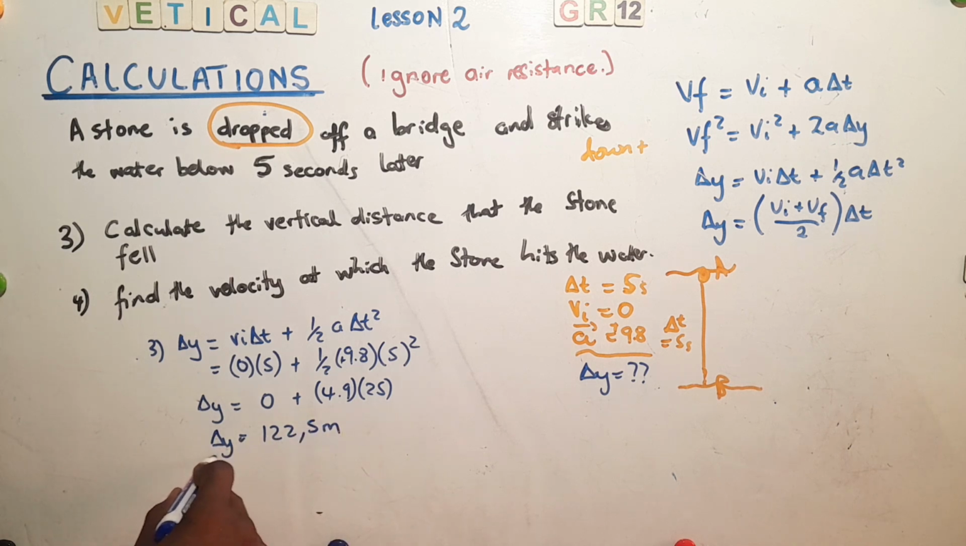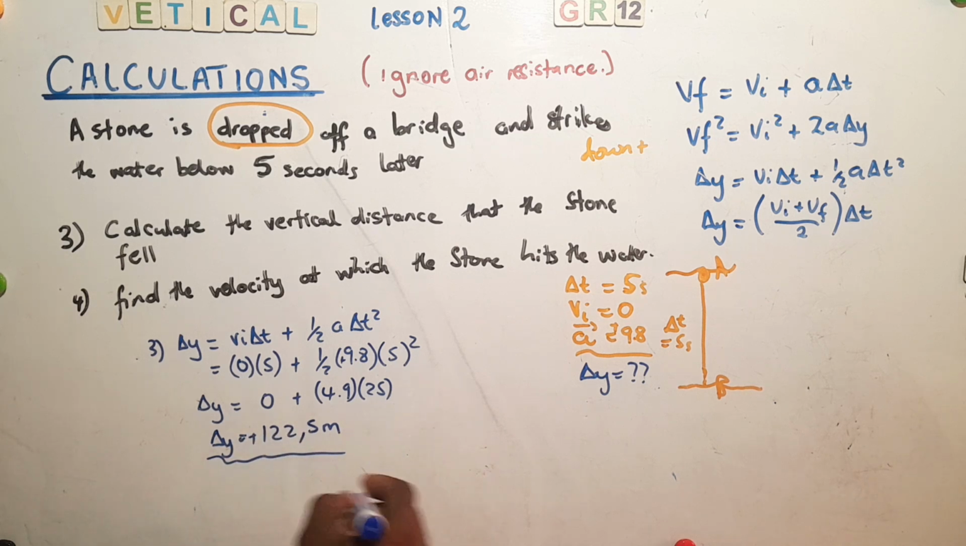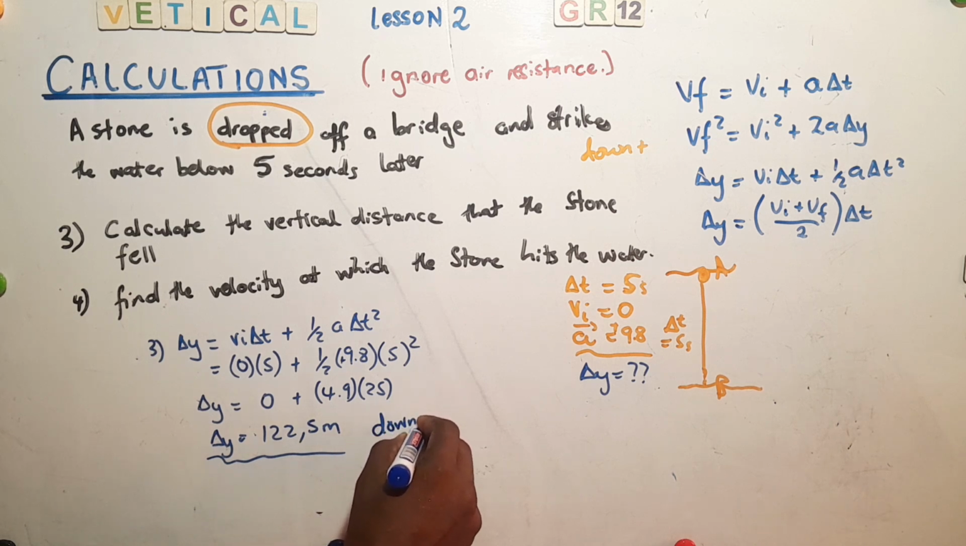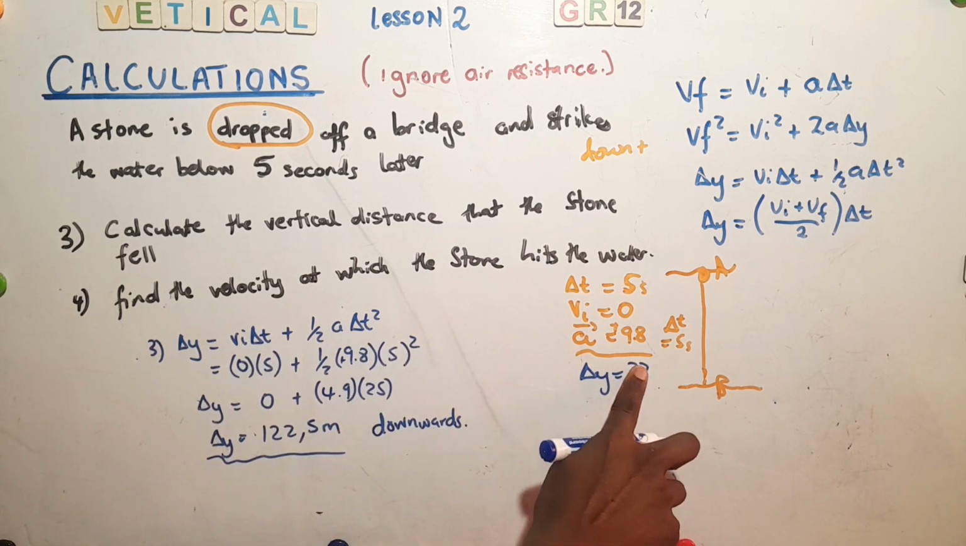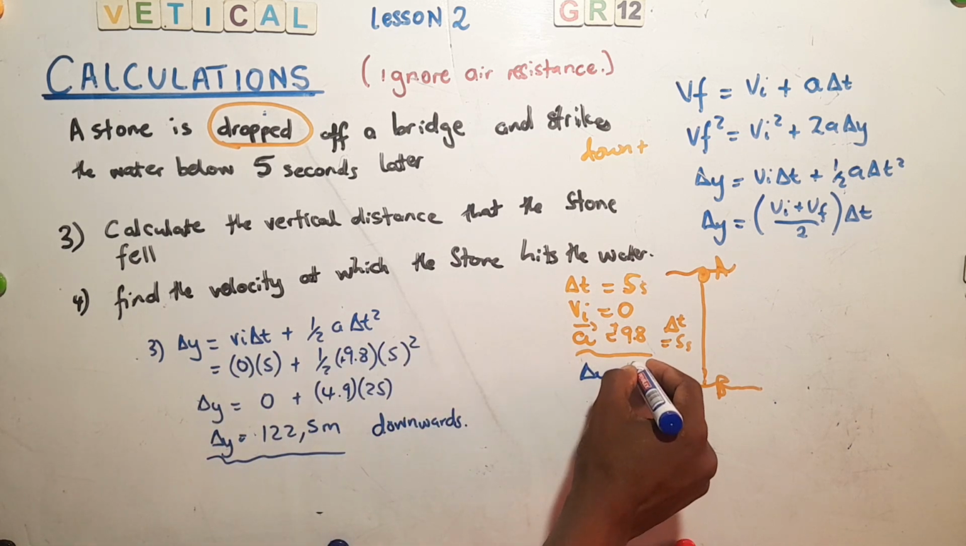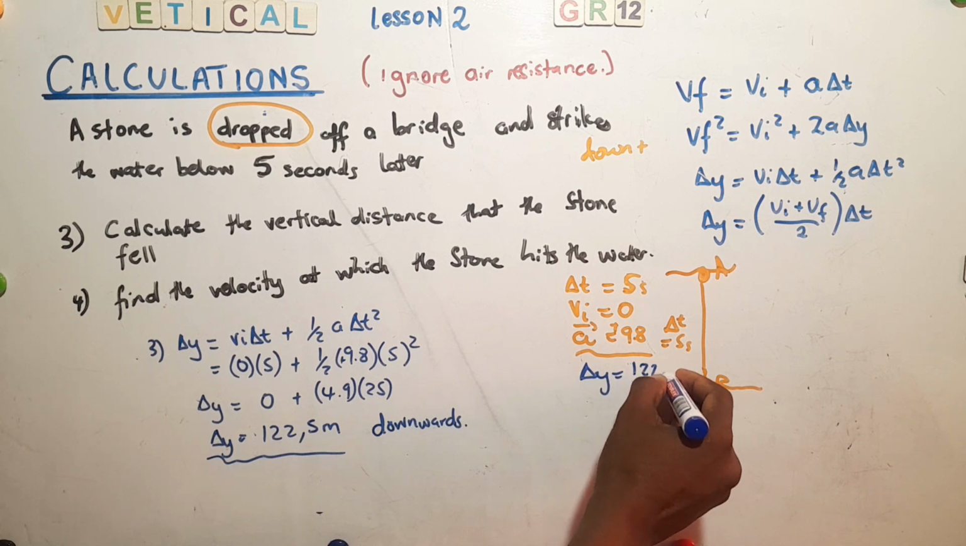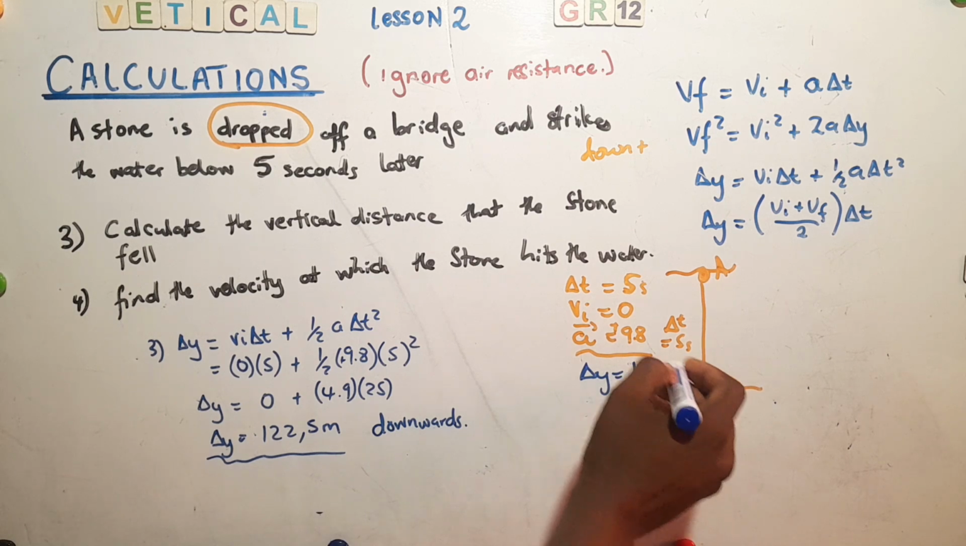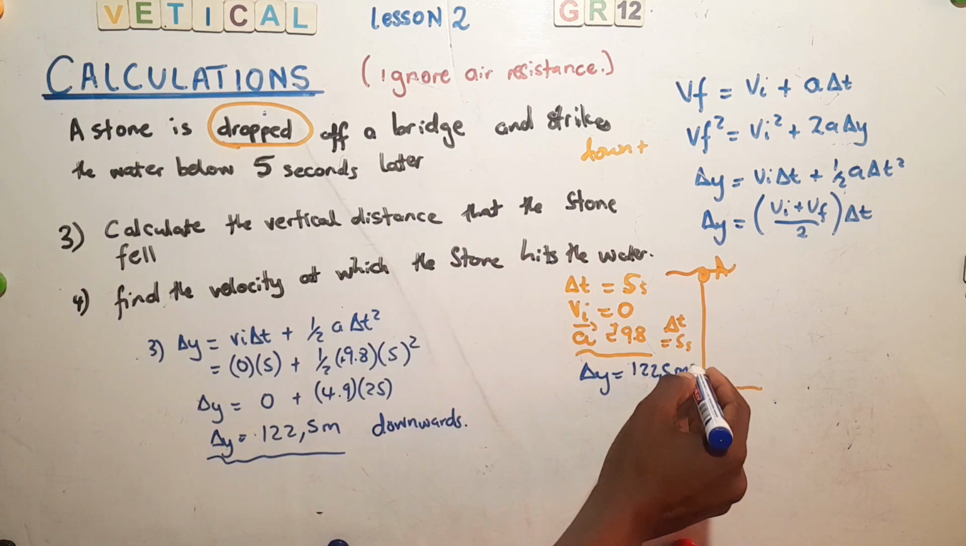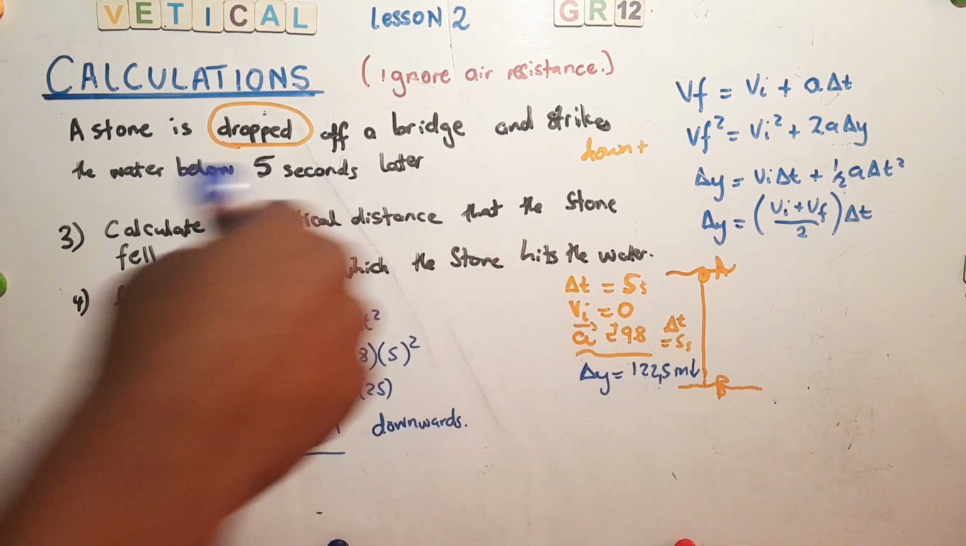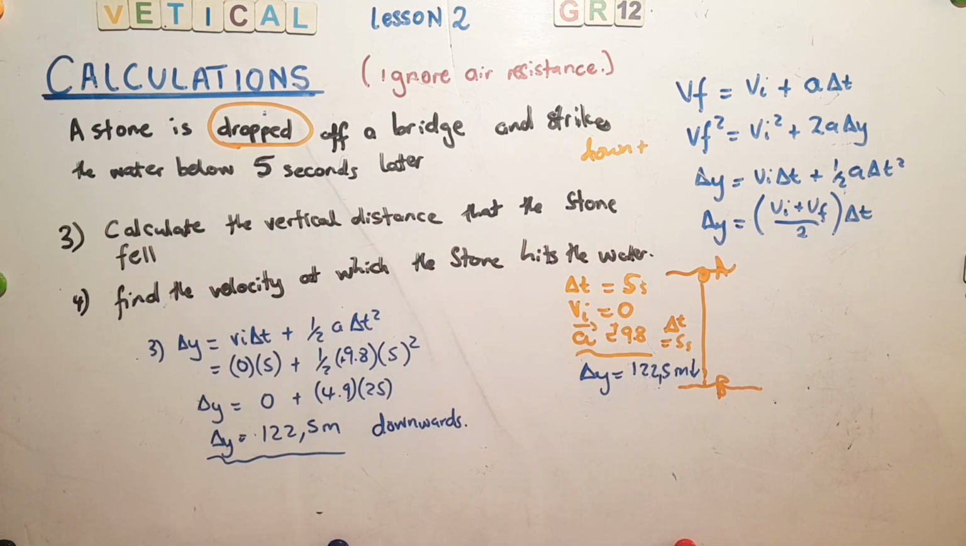meters. Since it is positive, it means that it was going downwards. So our displacement is 122.5 meters downwards. Our displacement, we found that it is 122.5 meters. Going where? Downwards. So we've worked with number 3.